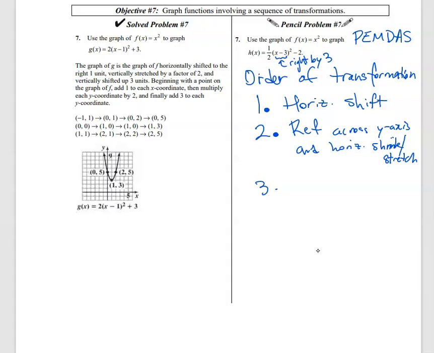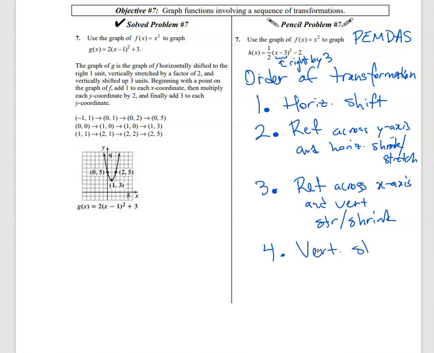We should mirror this by doing these same ones but in the opposite order. So now we should do all the reflections in the vertical direction, which means reflections across the x-axis, and vertical stretches and shrinking. That happens next. And the very last thing, we want the vertical version of the shifting. So we will do vertical shifts. That will be the very last thing to do for the transformations.